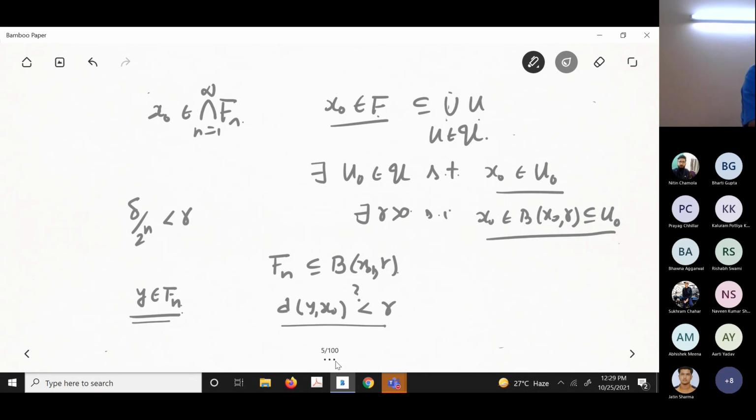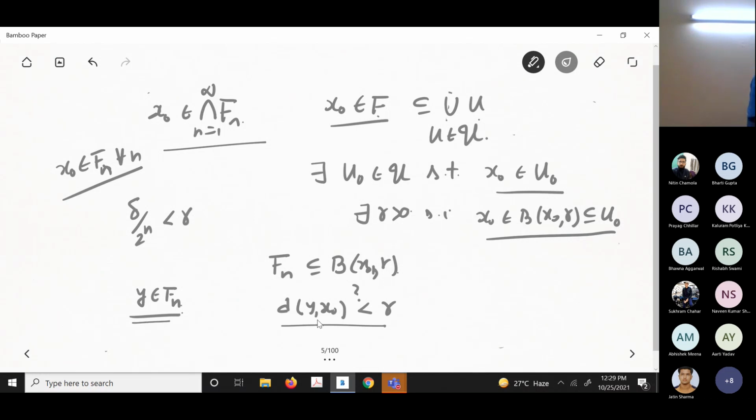Diameter delta upon 2 is 10. But I only know, but that is the question, that x naught. Look, here you need to use the fact that x naught also belongs to Fn. X naught belongs to each intersection. So x naught belongs to Fn for all n. That's the thing you need in the characteristic intersection theorem. Whatever n you choose, x naught belongs to this.